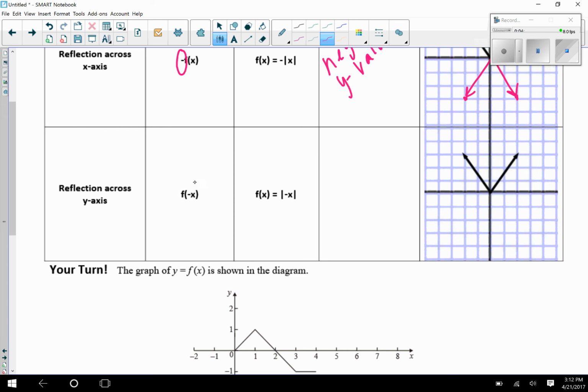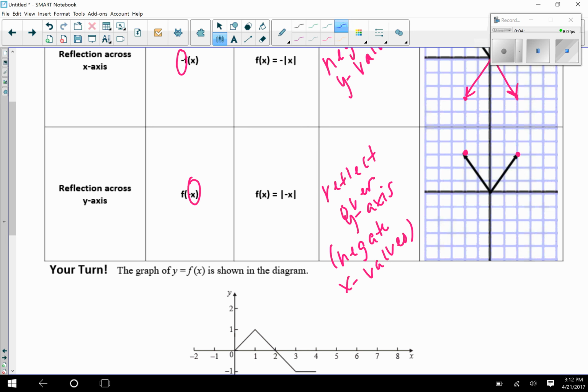Reflection over the y-axis, take note the negative is inside of the parentheses. So you're going to negate the x values. In this particular case, this point is going to go here, and this point will go here. So for this particular case, it overlaps. That will not always happen.